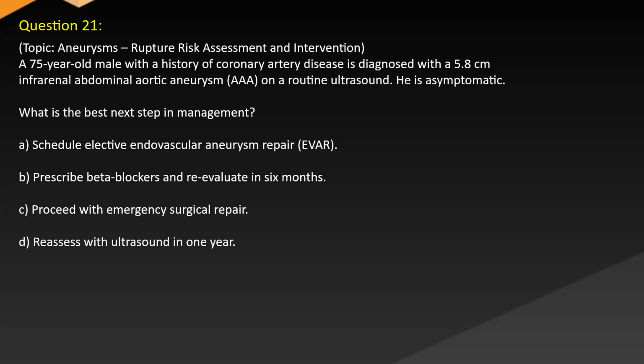A 75-year-old male with a history of coronary artery disease is diagnosed with a 5.8 centimeter infrarenal abdominal aortic aneurysm found on routine ultrasound. He is asymptomatic. What is the best next step in management?